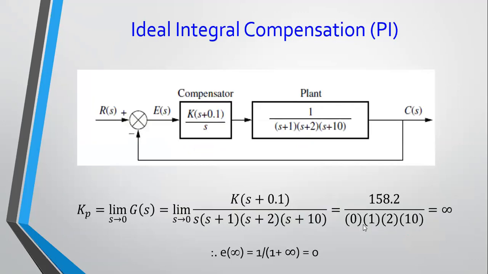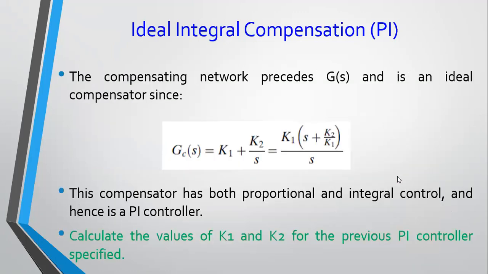If I just go back a few slides here, you can find this is a form of your compensator as one block. So in this case, you can find your K2 over K1 is equal to 0.1, and your K in front here is what you got, 158.2. So you can very well work out the values here. So do work this out.